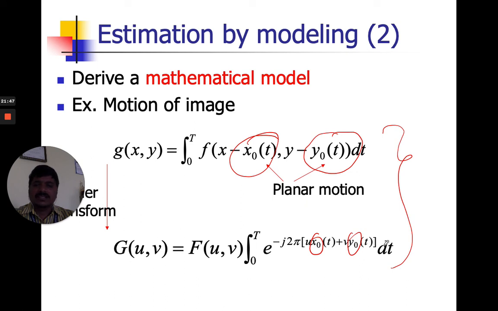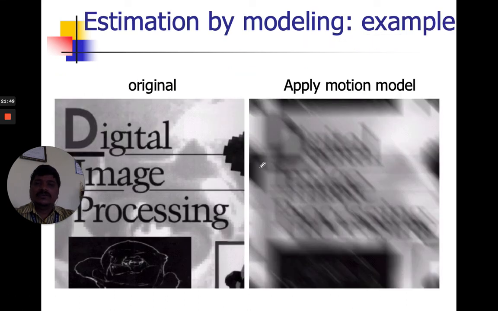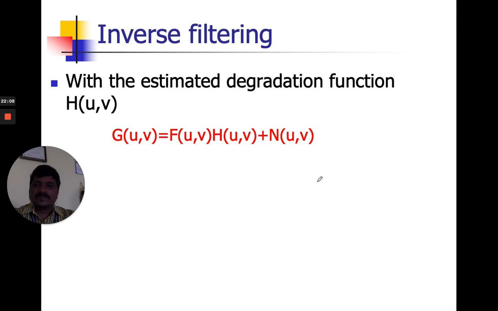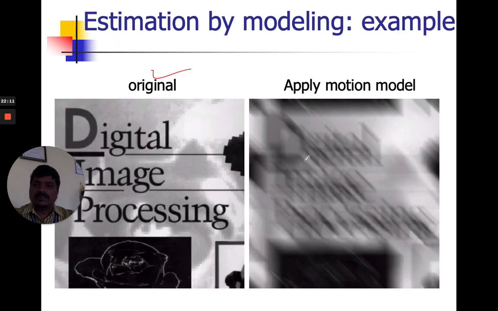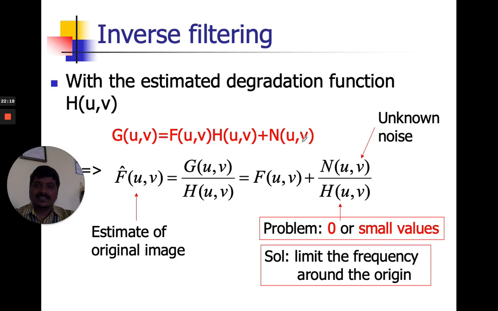If you see the input part, this is the original image which you are passing through the estimation by modeling method. By applying it, this is the outcome image. I hope you have understood adaptive filters and estimation. In the coming class we'll take inverse filtering and the last part of the module.